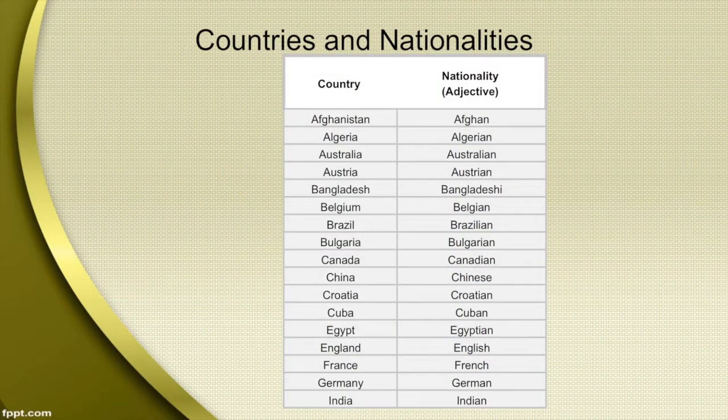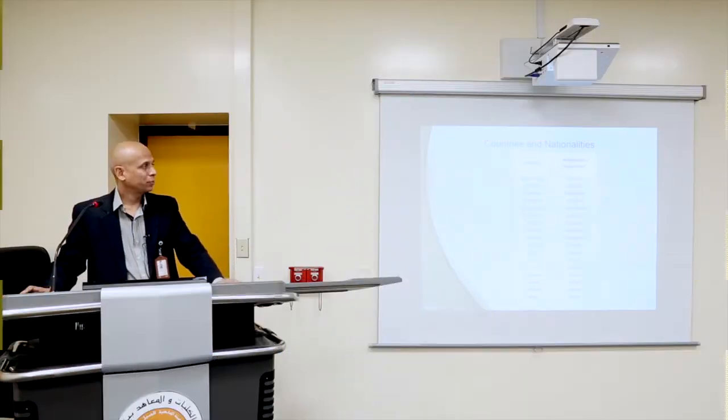Sometimes it is Ian, I-A-N. For example, Indonesian, Belgian, Brazilian. So these are with I-A-N. Sometimes there is ese, E-S-E. Japan, Japanese. Portugal, Portuguese. So let's see some of the common nationalities. Algeria, Algerian. Australia, Australian. Austria, Austrian. So you can see that only an N is added with Algeria, Australia, and Austria.